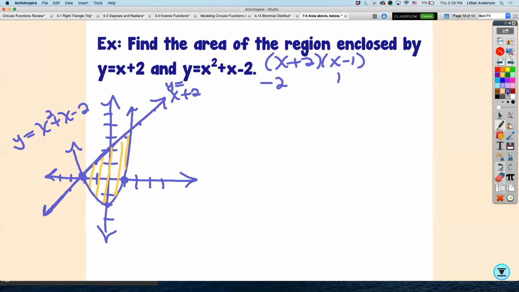Yeah, x plus 2 is on top. It has the larger y values. And then the quadratic is on the bottom. Now it's fun to meet up, right? And we do need to find a place where they intersect. Well, we already know one of them is at -2, but how do I find the other intersection point?